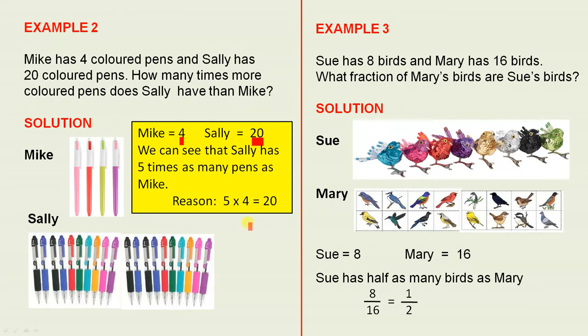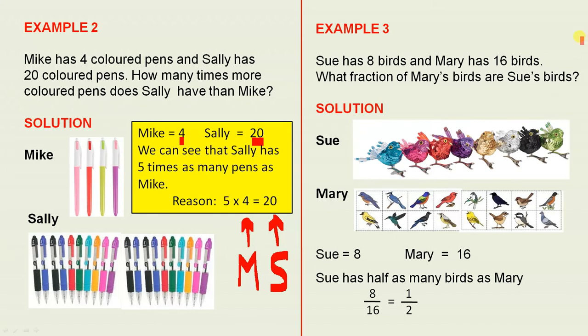Now here are Mike's pens. That's the 4 which represents Mike's pens. Here are Sally's pens, the 20. So if you multiply 5 times Mike's pens, that gives you Sally's pens. And that's why Sally has 5 times as many pens as Mike.